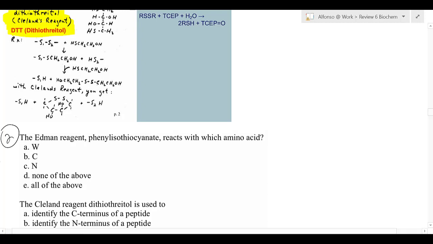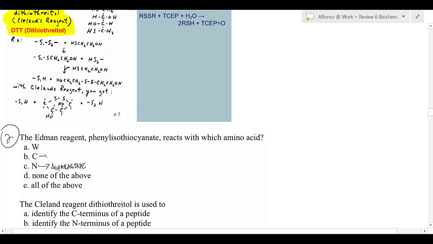As in the C? So Edman reagent reacts with which amino acid? All of them. It's an N-terminal, so yeah. Yes, so it reacts with the N-terminus of every single amino acid. So the answer is not C, because C is corresponding to N, which is what amino acid is this? Asparagine, good job.